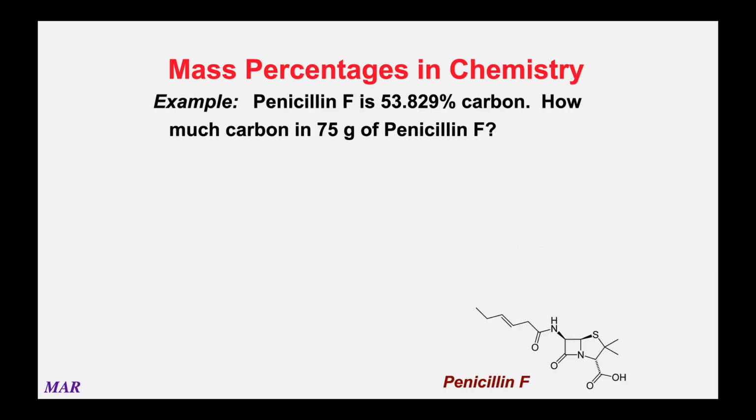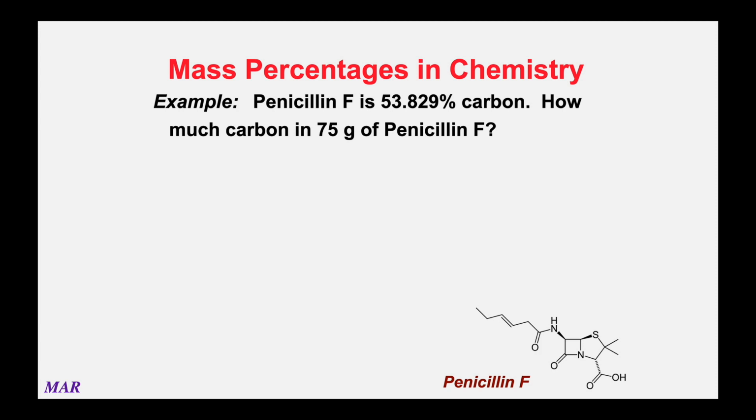This penicillin F compound is 53.829% carbon. So again, what that means is that in 100 grams of penicillin F, you would have 53.829 grams of carbon. And it says how much carbon is in 75 grams of penicillin F.